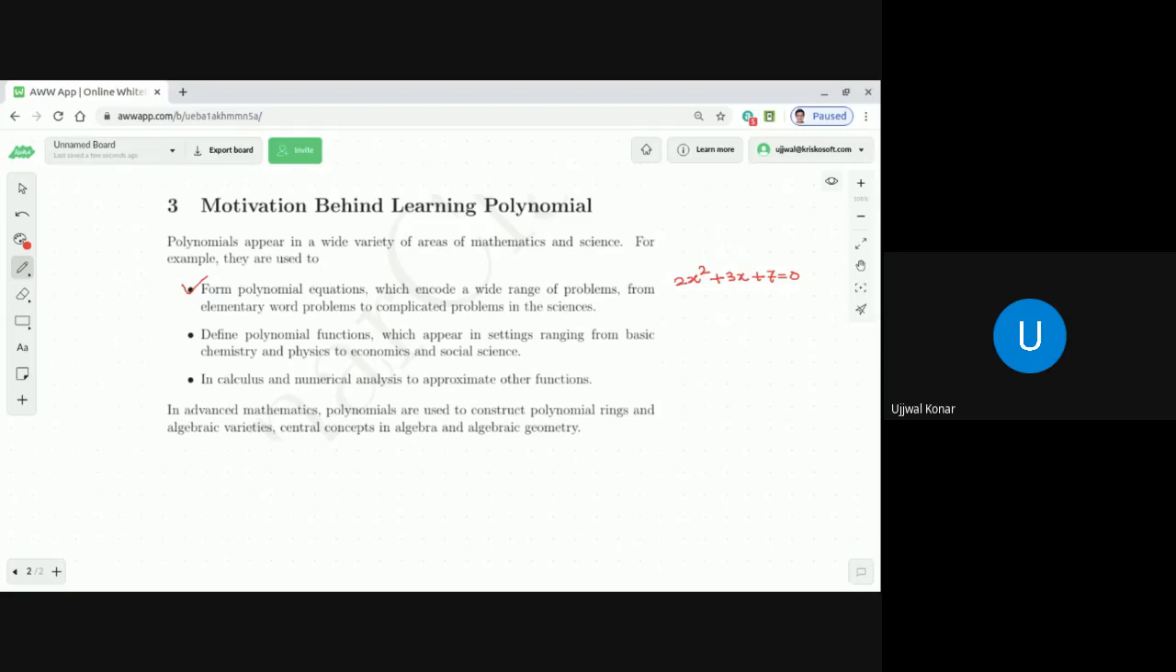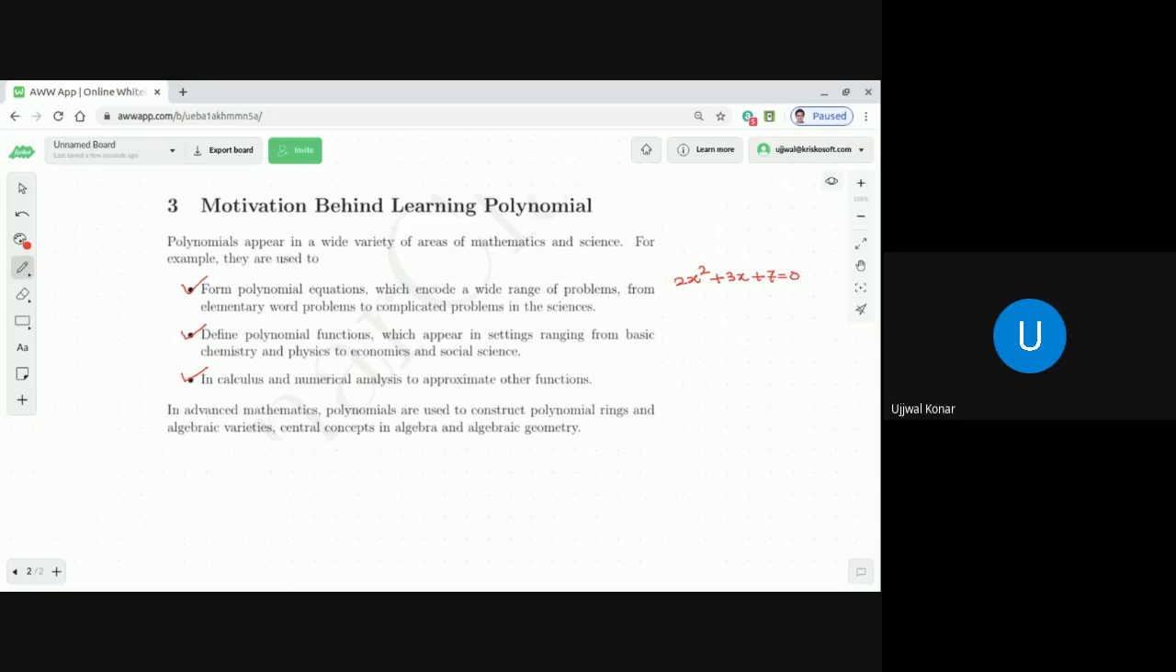Now, the next one is to define polynomial functions, which appear in settings ranging from basic sciences, chemistry and physics, to economics and social science. So that is another reason why you should learn polynomials. The third one is in calculus and numerical analysis to approximate other functions. That is a little advanced topic. You will know later in your later classes how polynomials are useful in calculus and numerical analysis.